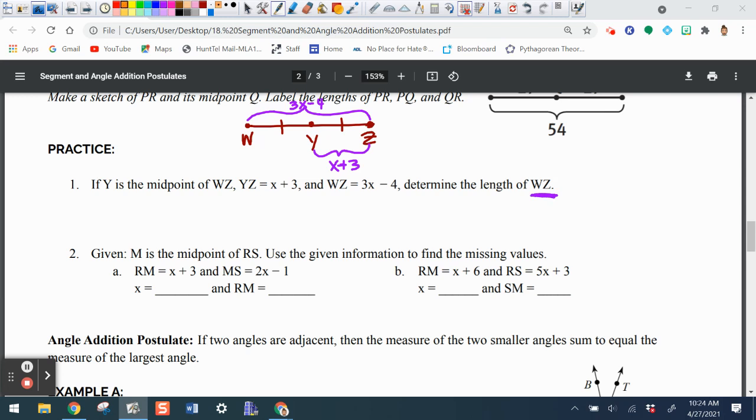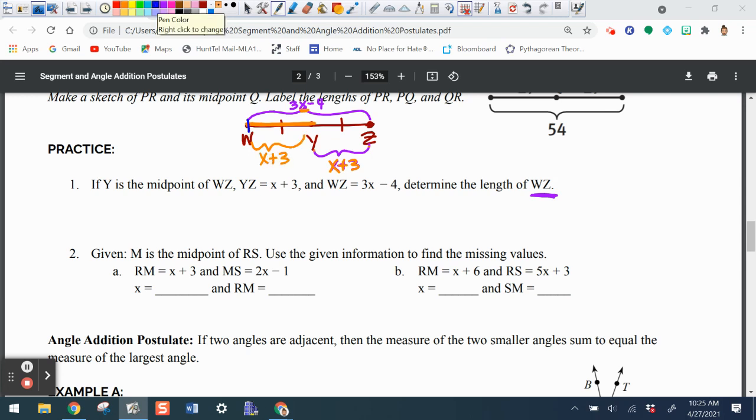The first thing we need to do is find what x equals in this example, so that we can plug in that value for x and find the length of WZ. They tell us that the distance from Y to Z can be represented by x plus 3. If they don't give us any expression that can represent WY, we can assume that it can be represented by the same expression as YZ, so I'm going to put x plus 3.